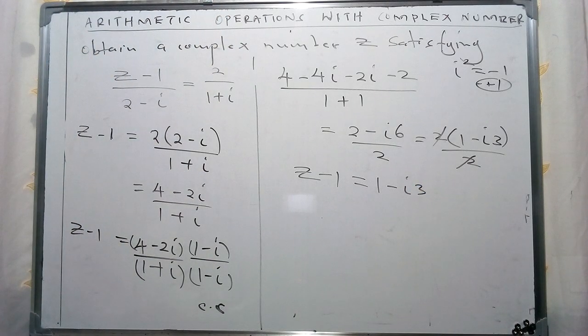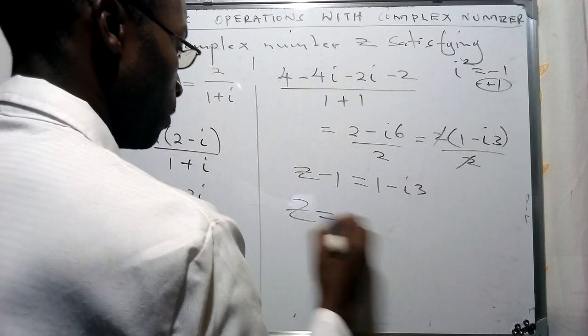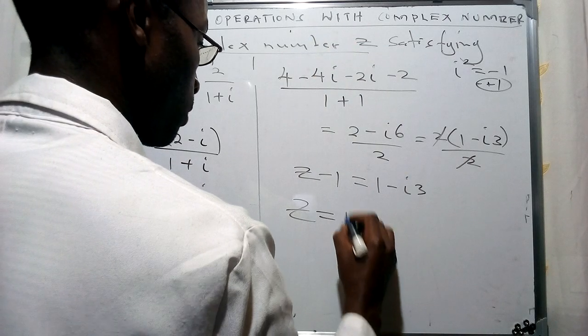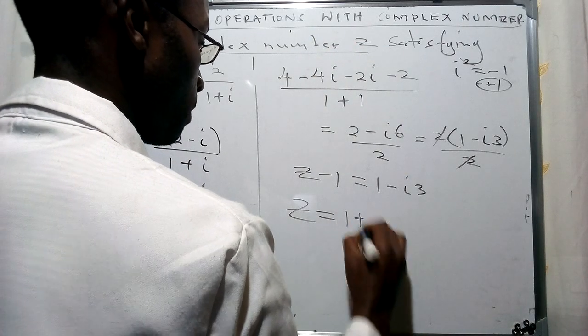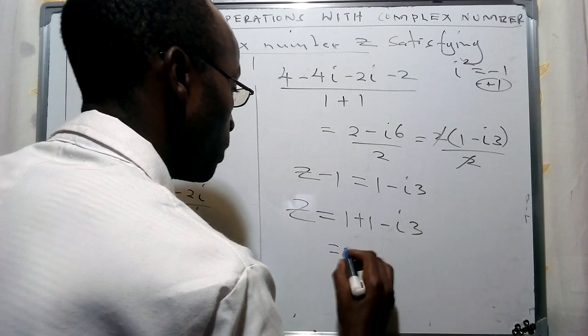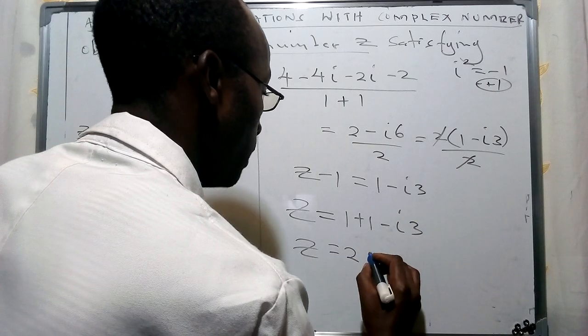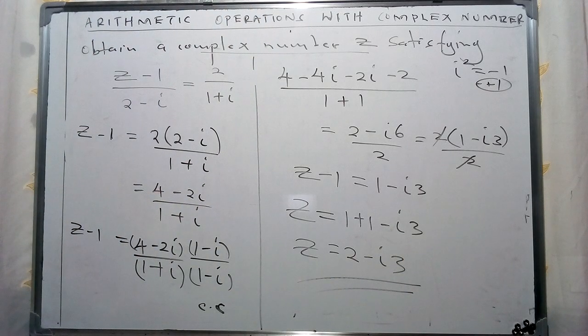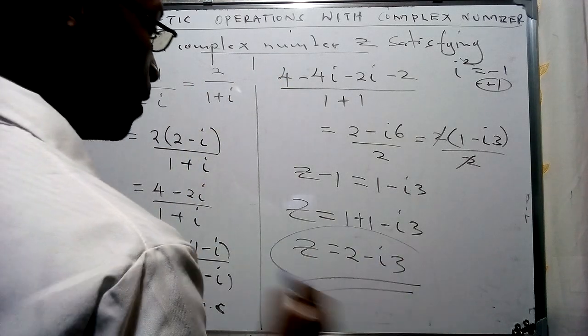And this can be rearranged further to obtain the value of the phasor of z, which is going to be a complex number that we require. So this is going to be 1 plus 1 minus the imaginary unit times 3. This is going to be 2 and then minus the imaginary unit times 3 given as such. So this basically is going to represent a complex number that's going to satisfy this specific equation, by representing it in terms of the phasor of z.